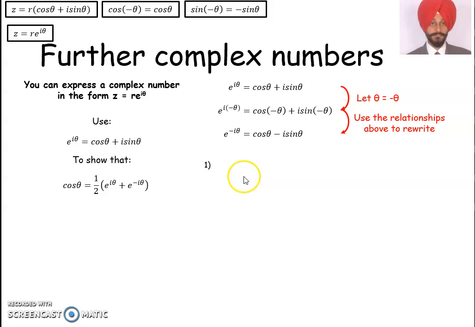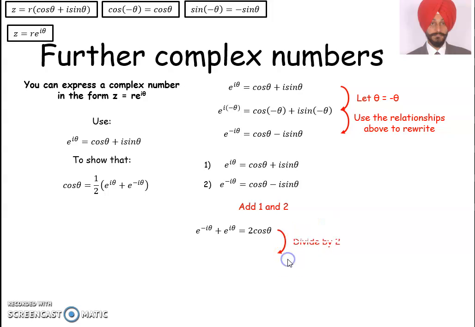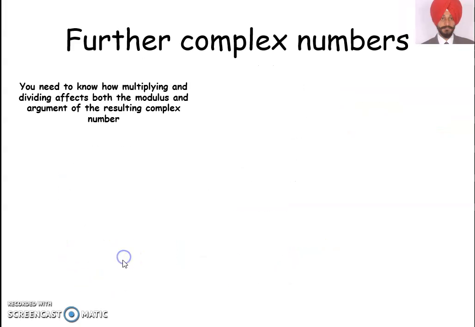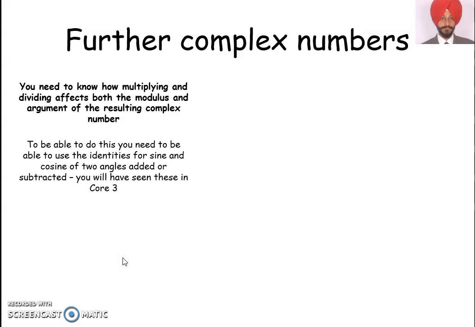So adding these two, e raised to the power iota theta and e raised to the power minus iota theta, when I add 1 and 2, I get 2 cos theta, and cos theta becomes 1 by 2 (e raised to the power iota theta plus e raised to the power minus iota theta). So this is our first result. Now come to the next.